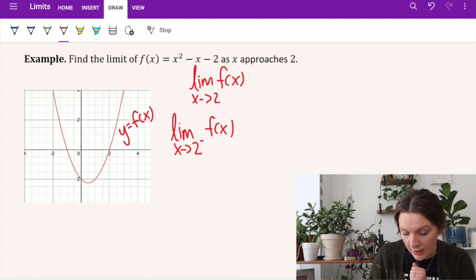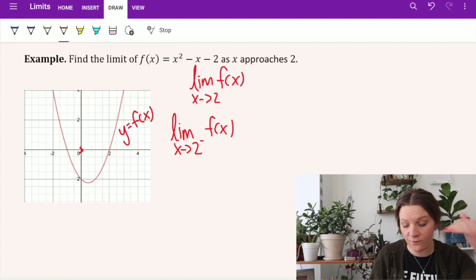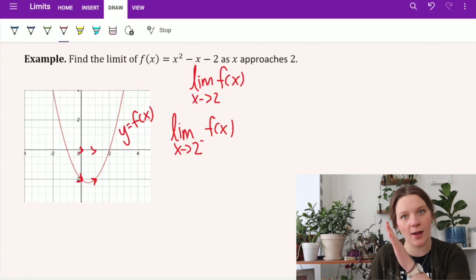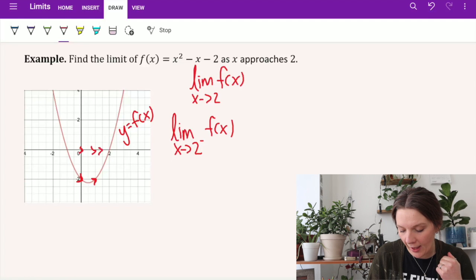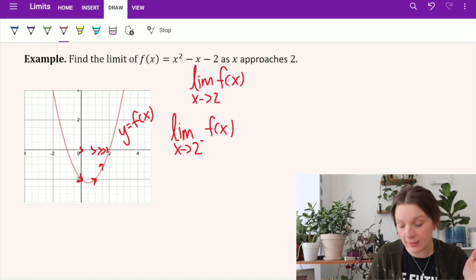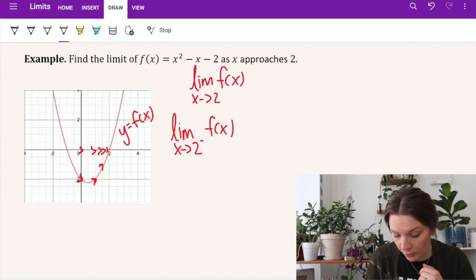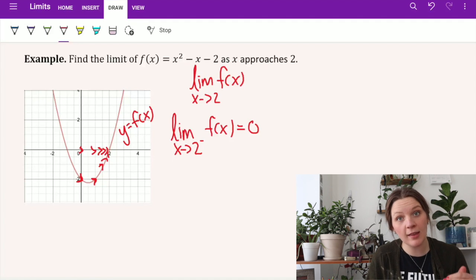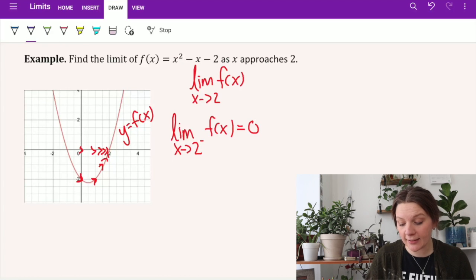So we might start with, say, 0. So when x is 0, my function is way down here at minus 2. If x is 1, then my function is over here. It's still at minus 2, but we're on our way up now. If I look at 1.5, well, my function is increasing, and the closer I get to my x values being equal to 2, the closer I'm getting to my function being equal to 0. So we'll say that the limit of this function as x goes to 2 from the left is going to be equal to 0.